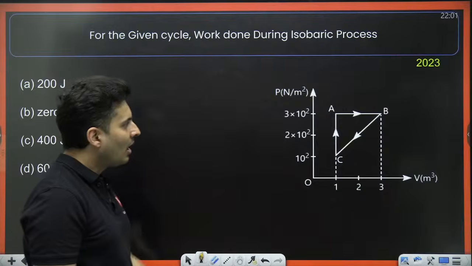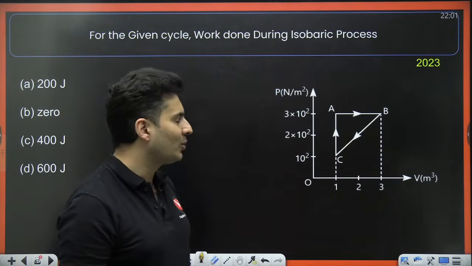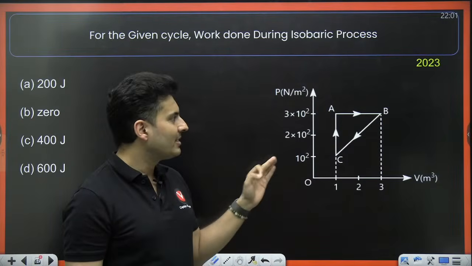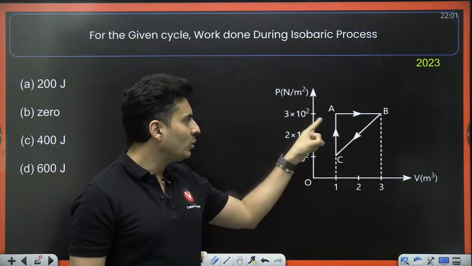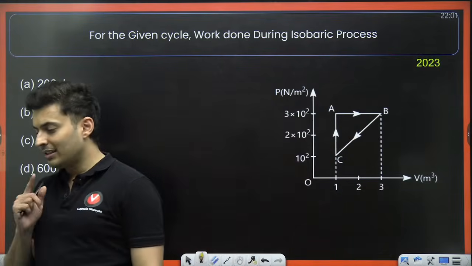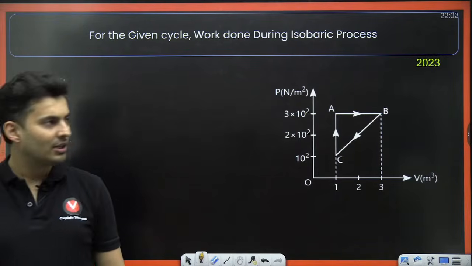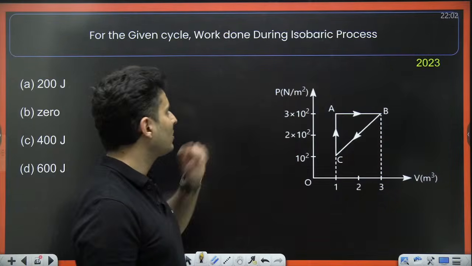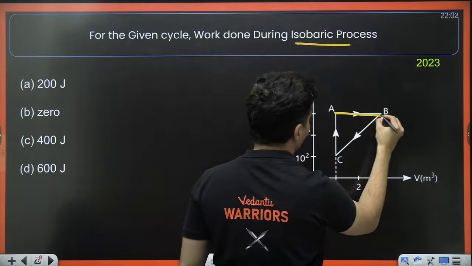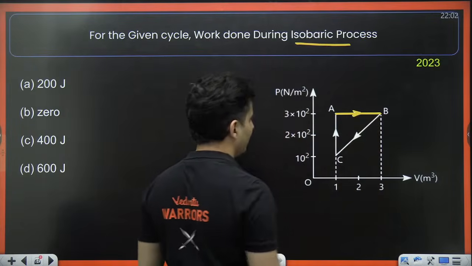process. Out of these 3 lines, I think only 1 line is an isobaric process. Can you tell me the labeling of which is isobaric? Is it C to A? Is it A to B? Or is it B to C? Out of the 3 lines, only 1 of them is isobaric. Which one is it? Yes, pressure is constant, isobaric process. It is only this one that pressure is constant.